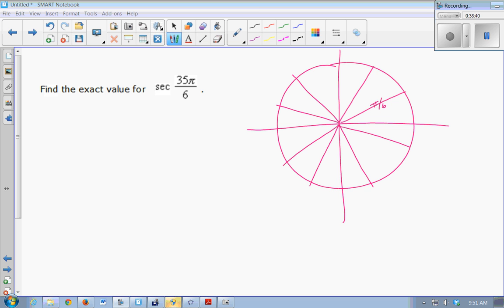So I've got 1 pi over 6, 2 pi over 6, which is the same thing as pi over 3, 3 pi over 6, 4 pi over 6, 5 pi over 6, 6 pi over 6, which is pi, right? 7 pi over 6, 8 pi over 6, 9 pi over 6, 10 pi over 6, 11 pi over 6, 12 pi over 6, or 2 pi. All right, so how could I do this quickly without actually counting to 35?